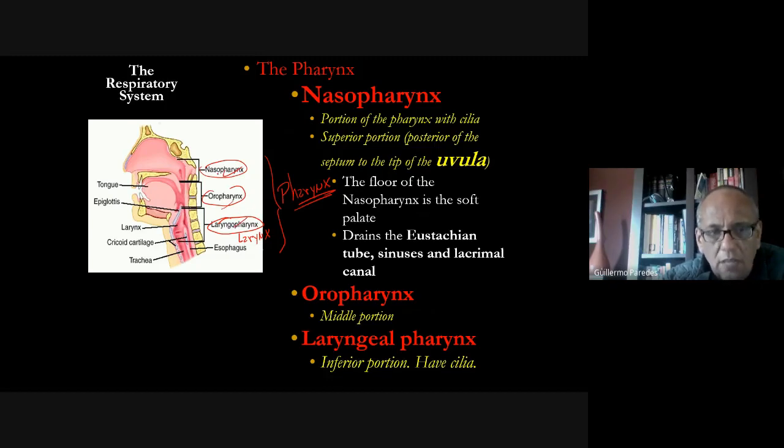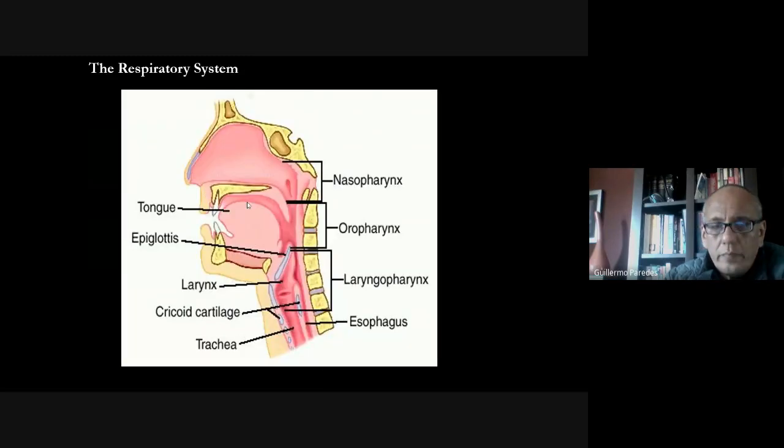The nasopharynx is named for the nose, the oropharynx for the mouth, and the laryngopharynx is where the larynx is. Laryngopharynx, you can call just larynx only. Okay, laryngopharynx, larynx. Okay.